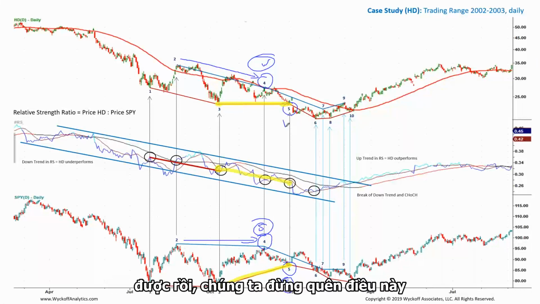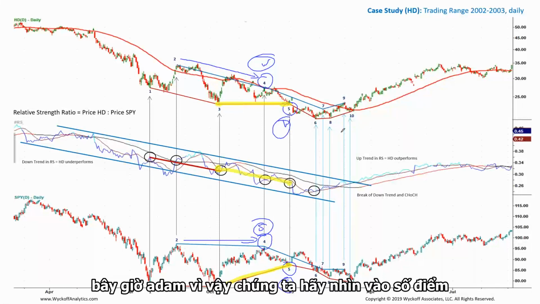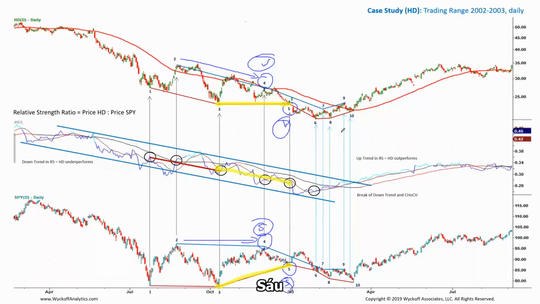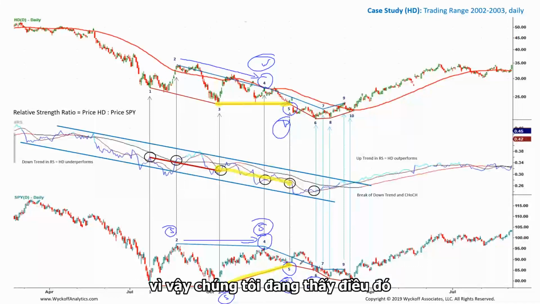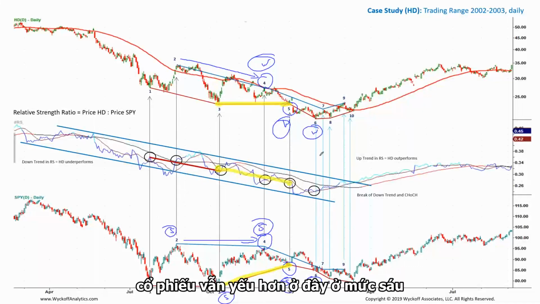Okay, well, let's not forget about this now, Adam. So let's look at point number 6. It still looks like, just looking from 5 to 6, the SPY line is more shallow than the line from 5 to 6 on Home Depot. So we're seeing that the stock is still weaker here at 6.